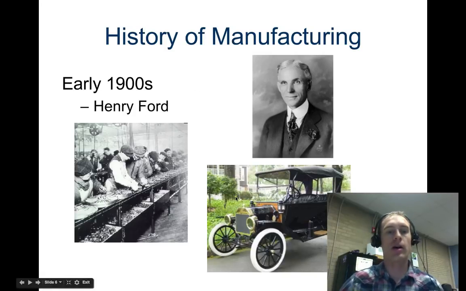Then we get to the early 1900s, which is Henry Ford, and he revolutionized manufacturing with the introduction of the assembly line. You can see these people assembling. The idea was that if the assembly process was broken down into small steps, anybody could do it. So they hired anybody, and the steps were really small, steps that anybody could do. It was dangerous. They didn't really have safety practices because this was all brand new.